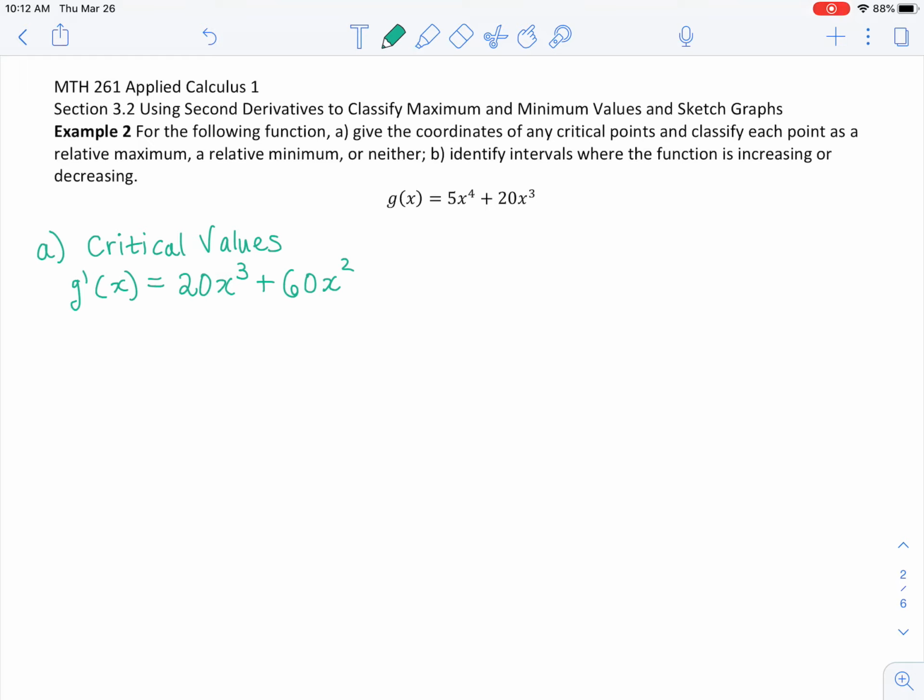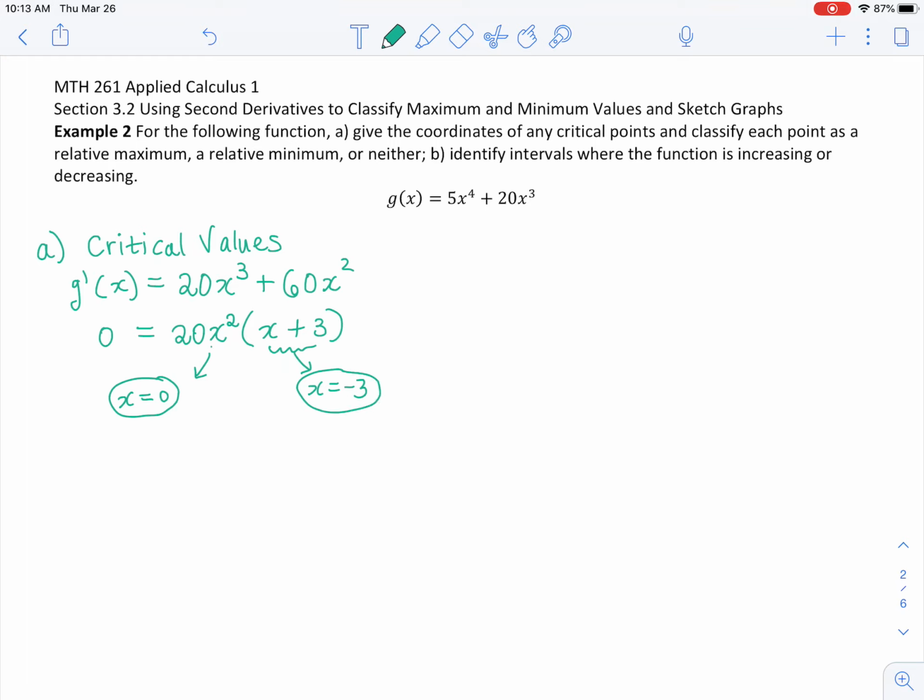Just double checking my derivative. Yes, and yes, okay, that looks good. Let's set it equal to 0 and factor out the GCF on the right side. I can divide both of these by 20x squared. If I divide each term by 20x squared, I will get x plus 3 inside. That means my first critical value is x equals 0, and my second critical value is x equals -3.